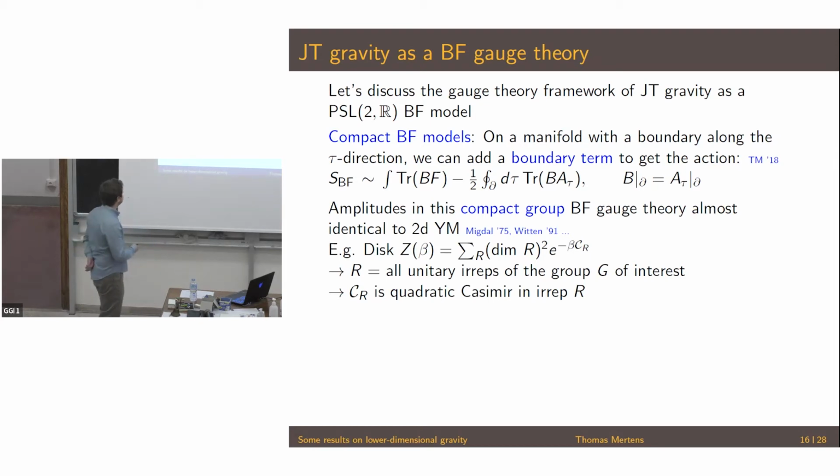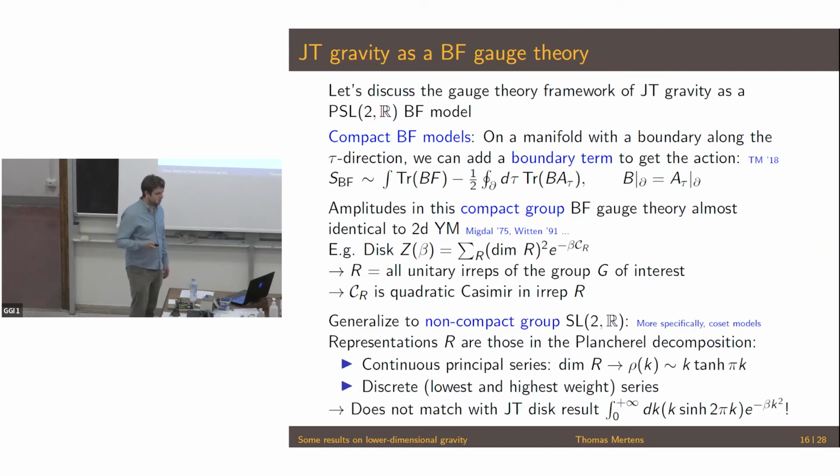For instance, the disk amplitude in a generic compact group BF model would look like this. There's a sum over R, where R runs through all of the unitary irreducible representations of the group of interest. Then there's dim R squared, the dimension of the representation you're considering. And then there's e to the minus beta C_R, where C_R is the quadratic Casimir in that particular representation. So that's the case for the compact groups.